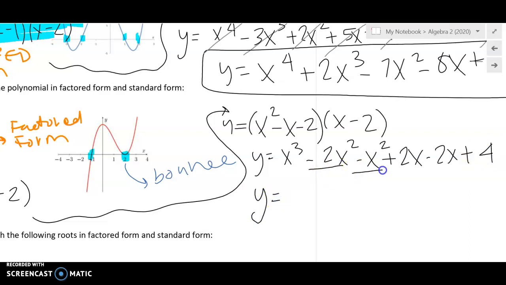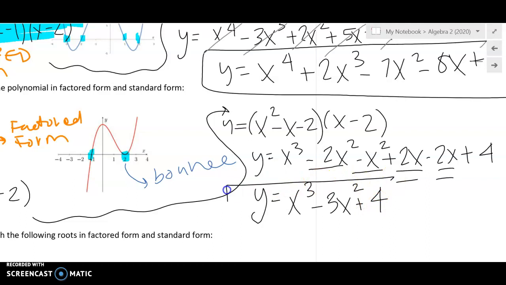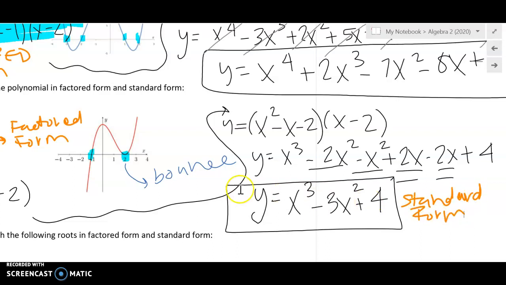So now I'm just going through, and I'm going to combine the like terms. So I have x to the third minus 3x squared. The 2x and negative 2x will cancel away, and I have plus 4. And this right here, again, just clarifying, is standard form. Okay, that was from a graph.